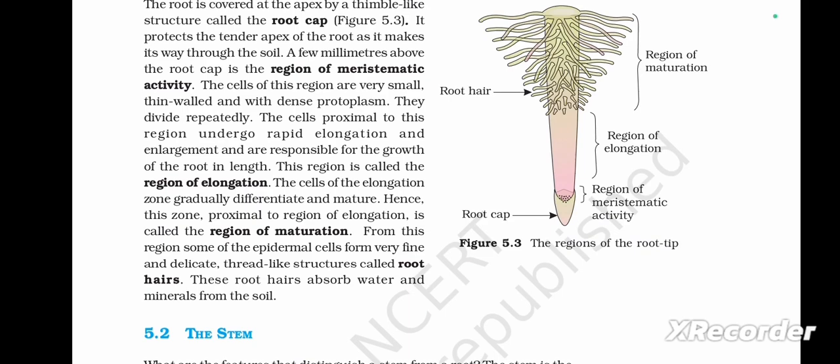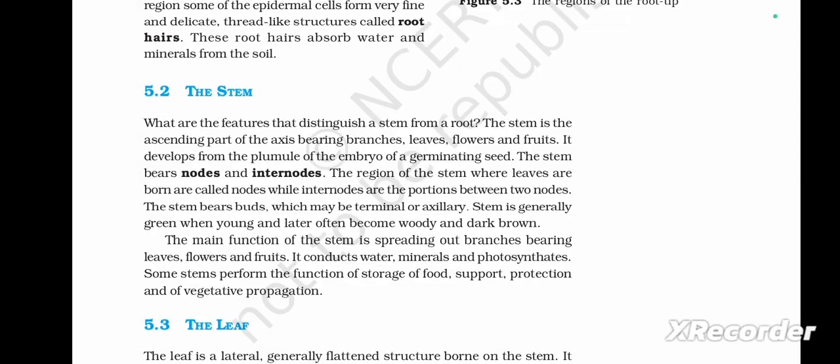These root hairs absorb water and minerals from the soil. The next topic is the stem. What are the features that distinguish a stem from a root? The stem is the ascending part of the axis bearing branches, leaves, flowers and fruits. It develops from the plumule of the embryo of a germinating seed.